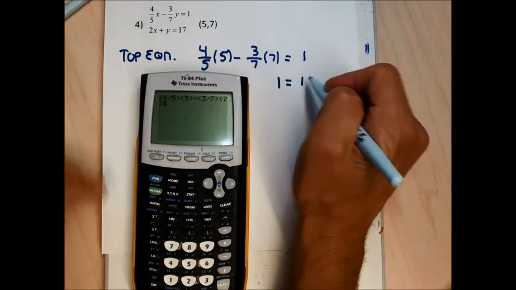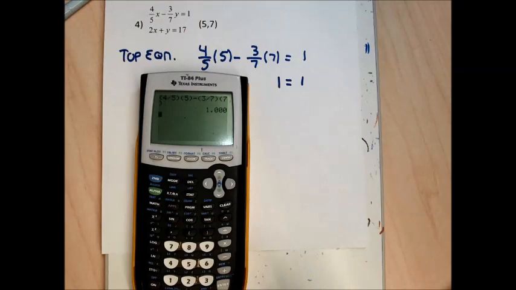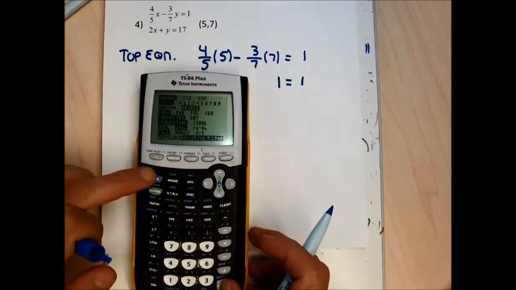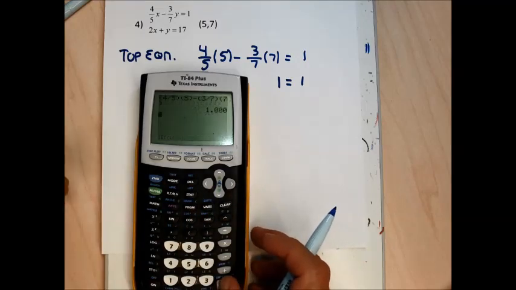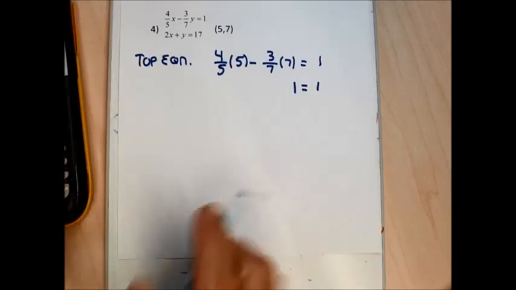For (5, 7) to be a solution to the system, when I plug it into the top equation, the left side has to become 1 because the right side is already 1, which it is. I have my calculator in 3 decimal mode. Let me get it out of that mode by hitting the mode button and going down to float, and then second and quit. Now if I hit enter again, it makes the 1 into a 1. So it's a solution to the top equation.